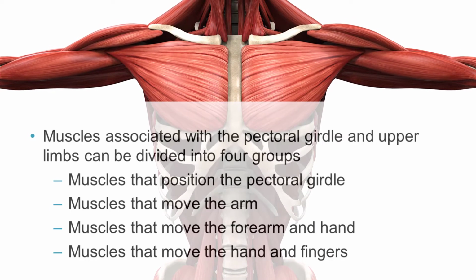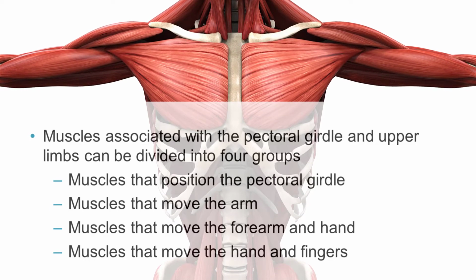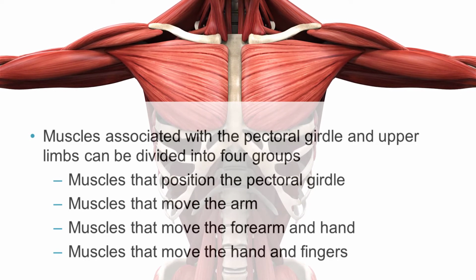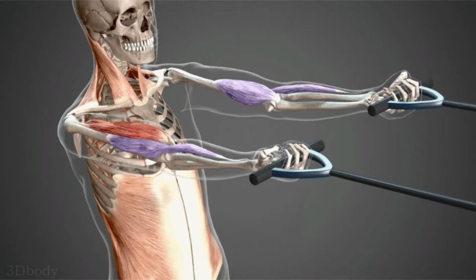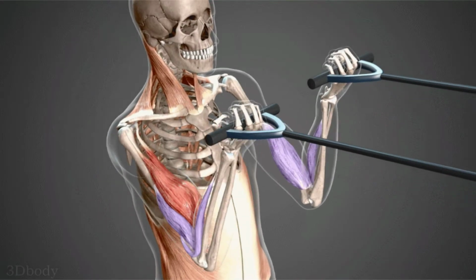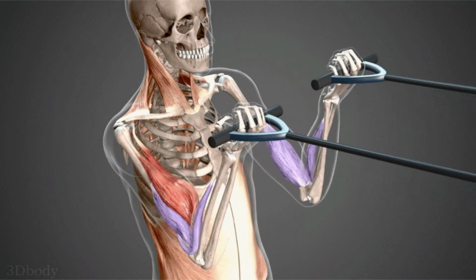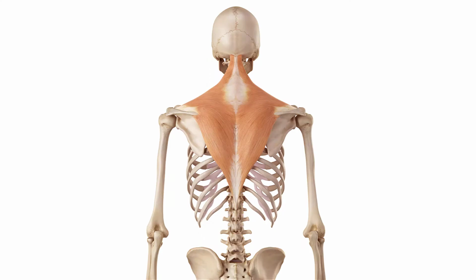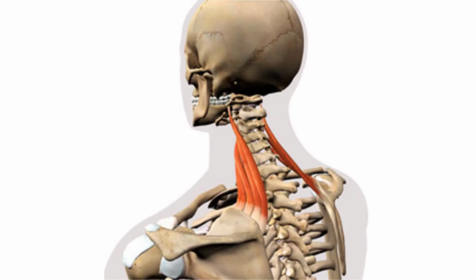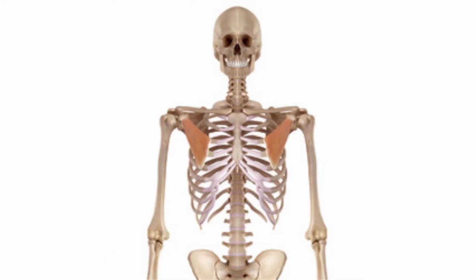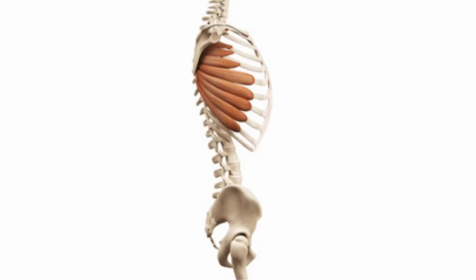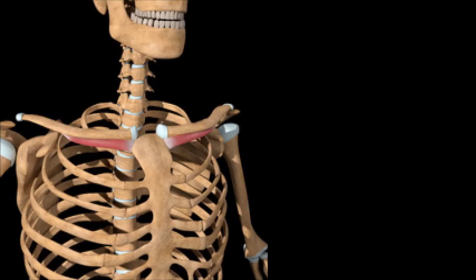Third, muscles that move the forearm and hand. And fourth, muscles that move the hand and fingers. The muscles that position the pectoral girdle also coordinate with the muscles that move the arm. These are the trapezius, the rhomboid, the levator scapulae, the pectoralis minor, the serratus anterior, and the subclavius.